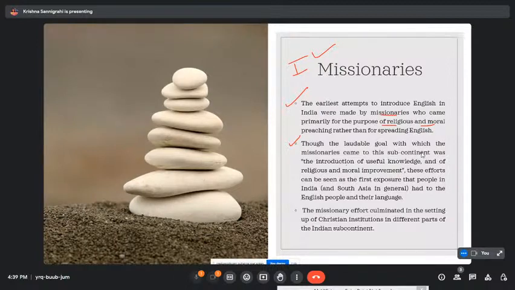So, useful knowledge and religious and moral improvement, and they have done it with the introduction of English. The missionary effort culminated in the setting up of Christian institutions in different parts of the Indian subcontinent. So we see some very old institutes and schools, full of heritage, which started during the time of the Britishers, or somewhere near that time, and are still going on, these missionary schools.